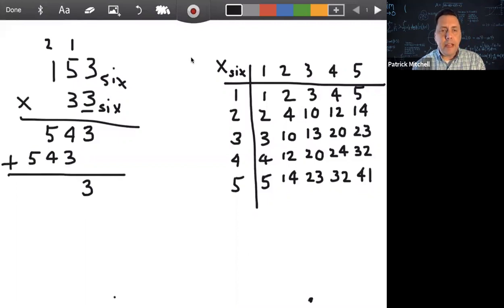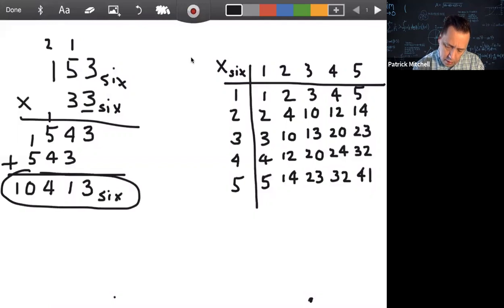4 cans plus 3 cans would be 7 cans, which is a 6-pack and 1 loose can. 1 plus 5 is 6, which is a 6-pack. That's 1, 0. Plus 4 is 1, 4. And then got to be careful here. 1 plus 5 is 6 cans, which is 1 6-pack and 0 loose cans. All right, so in base 6, 153 times 33 gives you 10413.